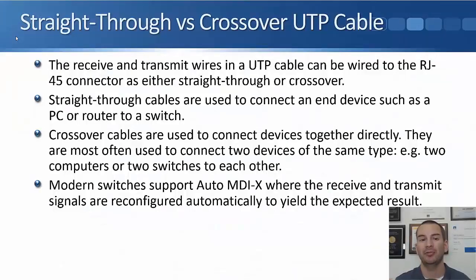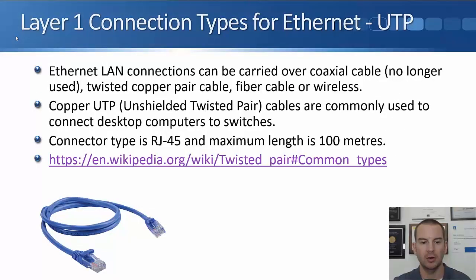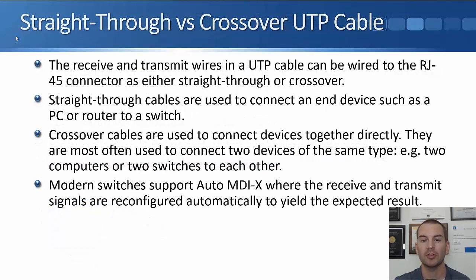And the next thing to tell you about is that the copper cables can be either straight through or crossover UTP cables. The receive and transmit wires can be wired to the RJ45 connector as either straight through or crossover. If I go back a slide, you see on the end of the cable there, that's the RJ45 connector, and there's individual receive and transmit wires in there. They can be cabled either straight through, which is more common, or the wires can be reversed, which makes it a crossover cable. Straight through cables are used to connect an end device like a PC or a router to a switch, so they're more commonly used.